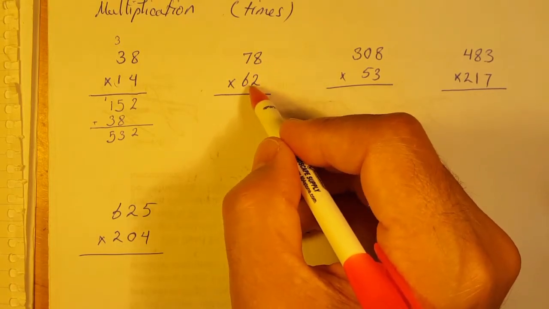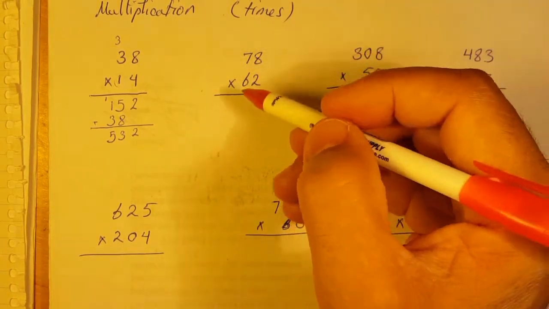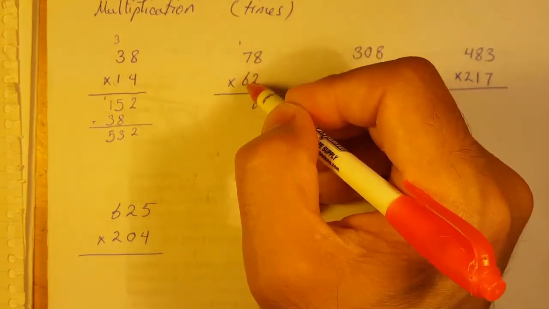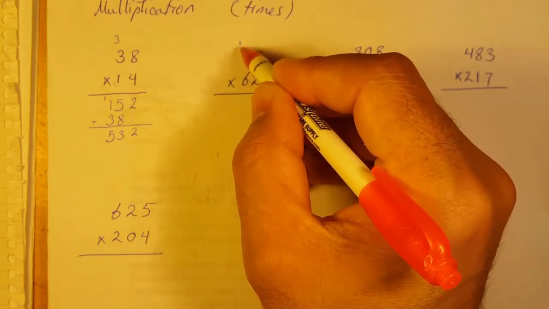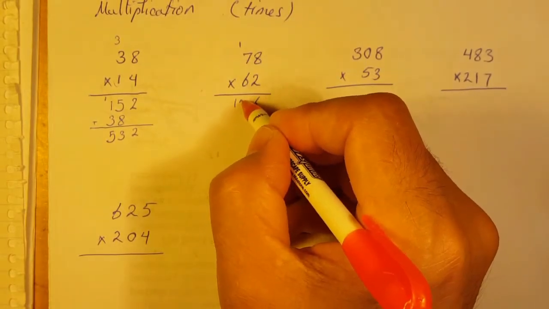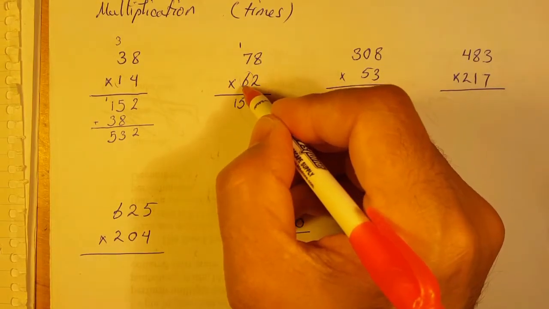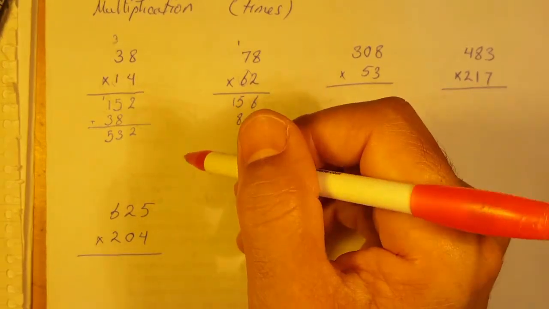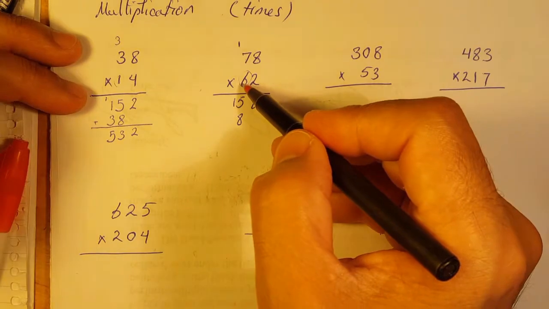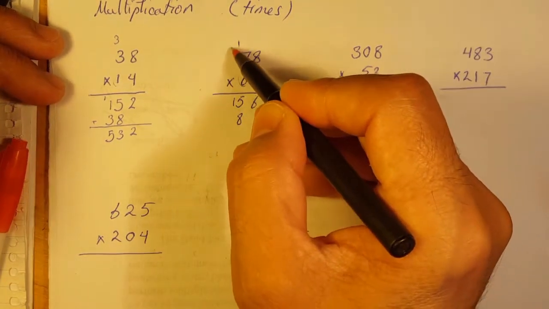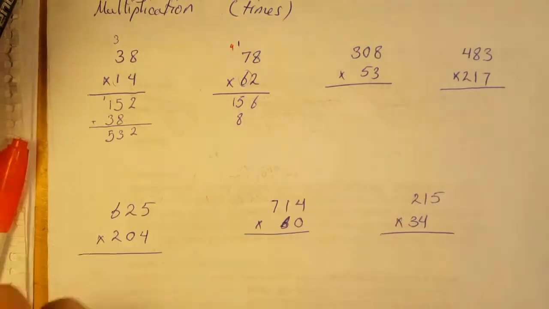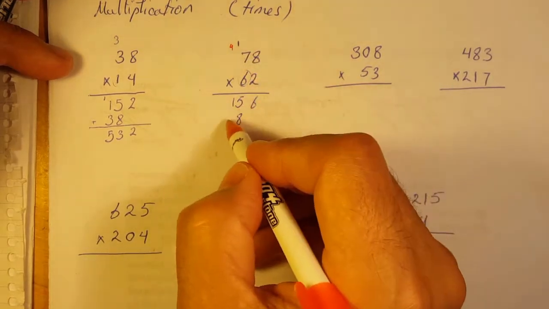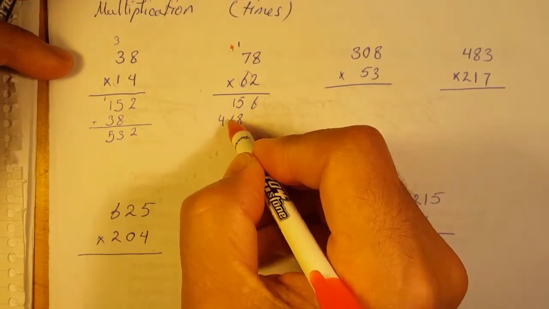Next one, 78 times 62. The same major rule, same way. 2 times 8 is 16. 6 here, 1 goes up. 2 times 7, 14, plus 1, 15. Now 6 times 8 is 48. 8 here. I may write it in a different color. 4 goes up. And 6 times 7, 42. Plus 4, 46.